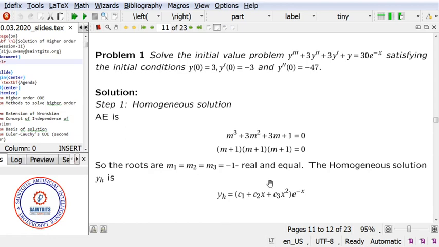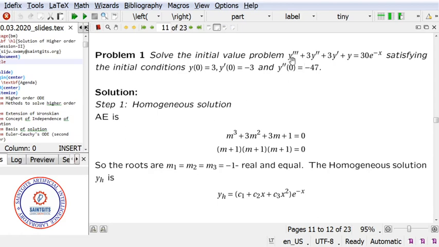So remember, when we are given an ODE with some initial conditions, it automatically becomes an initial value problem or IVP. In the case of an initial value problem, we have to calculate arbitrary constants using the initial conditions. That is the only difference. So as a first stage, we write down the auxiliary equation and calculate the homogeneous solution.